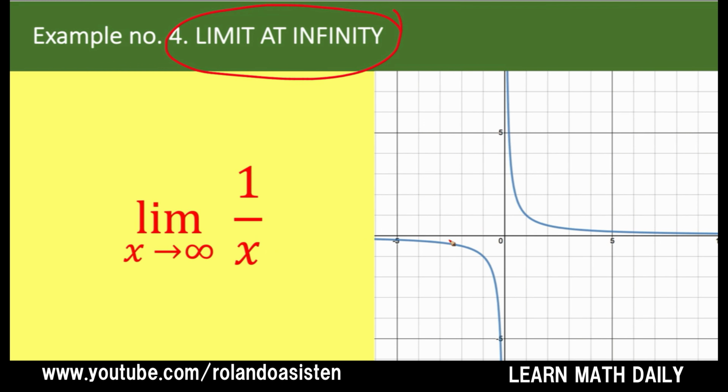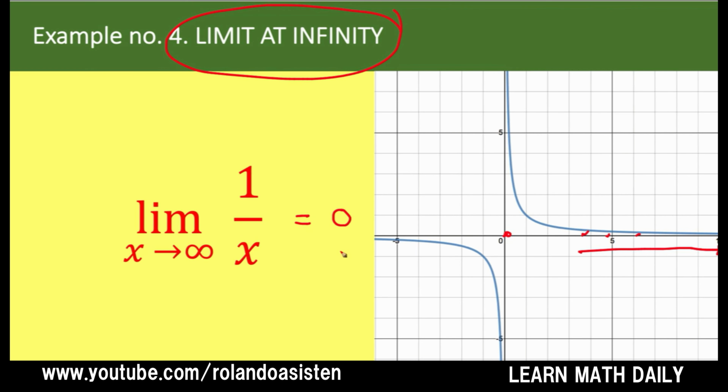So where are the x values? The x values are our horizontal values. And our x values are approaching infinity. So we're going that way. What is the y value as x approaches infinity? Notice from the graph that as x becomes larger and larger, the y value is approaching the number 0. So we now say the limit here is 0.